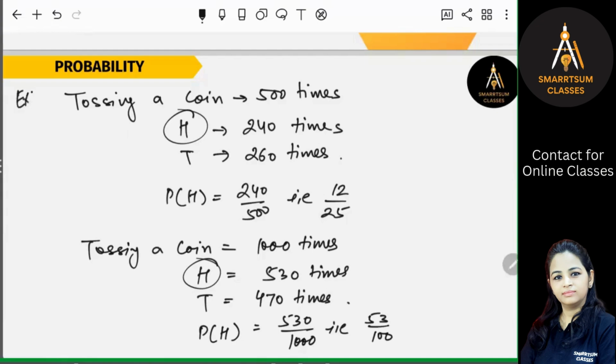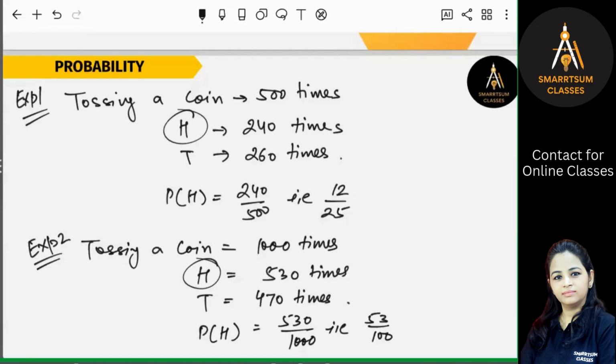So this is experiment number 1 and this is experiment number 2. In experiment 1, we are tossing the coin 500 times. In experiment 2, we are tossing a coin 1000 times. And in both cases, the probability of getting head is different. So the theoretical probability overcomes this problem. The experimental probability and the theoretical probability are two different things.